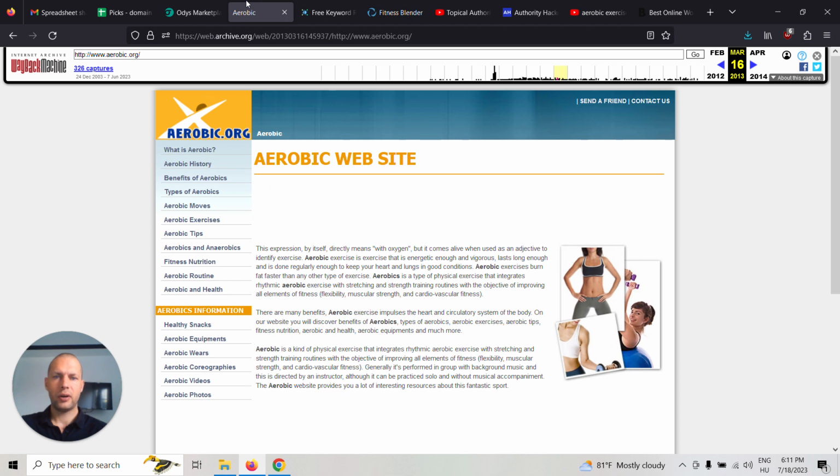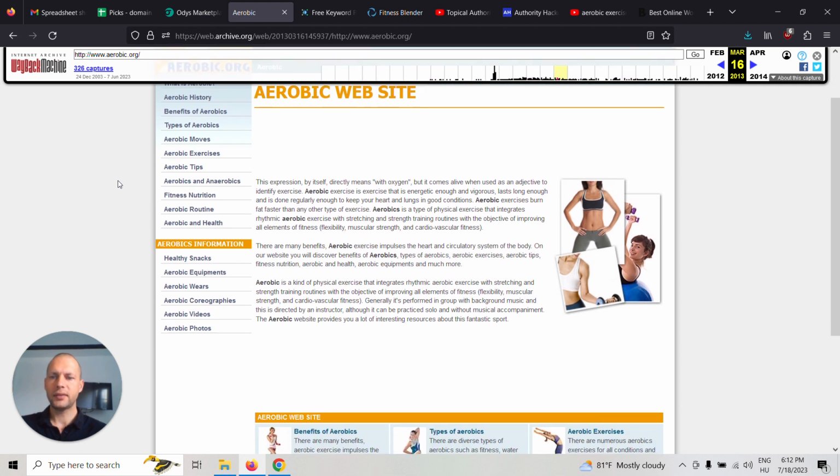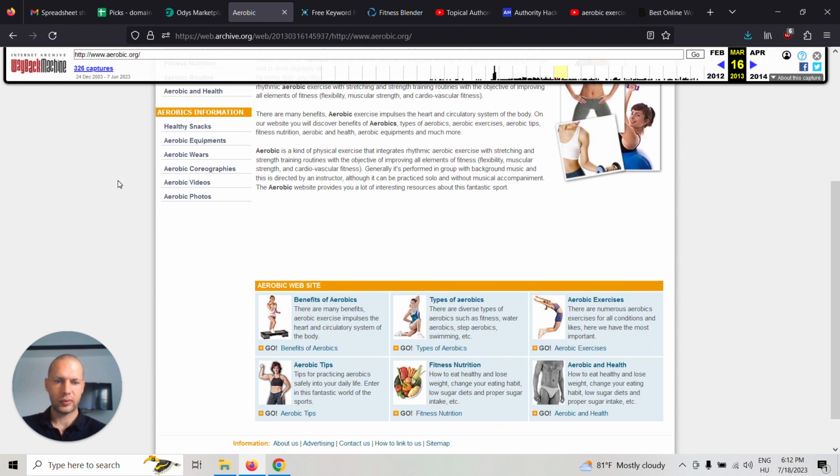This is how it looked before. It's quite basic, but also quite old. This screenshot is from 2013. So this was an information site about aerobic exercises. You can see here on the sidebar, it had all kinds of topics like what is aerobic, history of aerobics, benefits, types, moves, exercises, tips, fitness, nutrition, routines, healthy snacks, aerobic equipment, aerobic wear, choreographies, videos, photos.